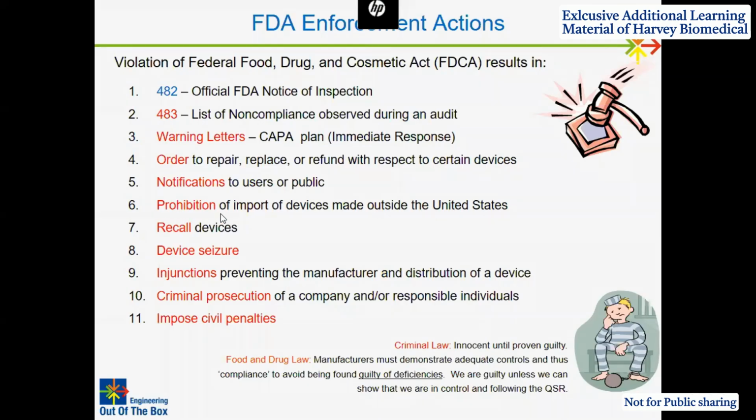And prohibition of import of devices made outside of the US. Sometimes for some devices they will tell you not to export or import to other countries. The best example is during COVID-19, Abbott developed a COVID-19 test giving results within 60 minutes or within 2 hours. For that specific device, the US FDA restricted it: you have to sell in the United States only.